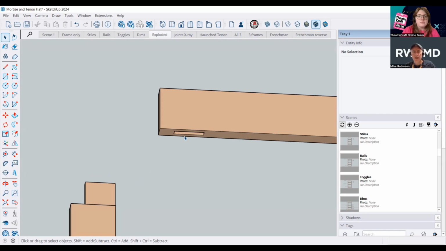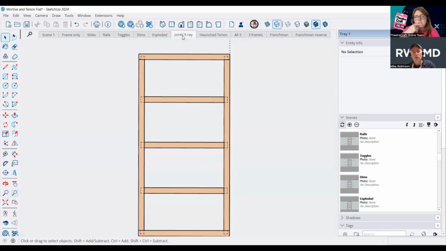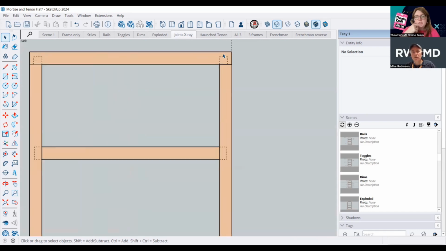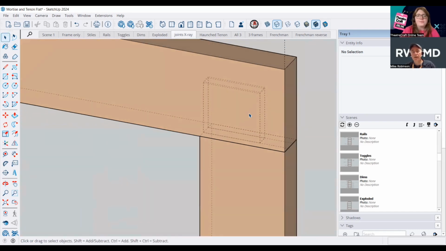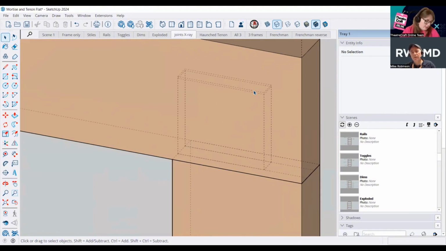There is a different way, and we will come to that in a little bit, but let me just put it all back together. This one's called Joints X-ray. Put it all back together and you can see the joints in place. Okay, does that help? And you can see that the lines don't quite marry up, top and bottom here.